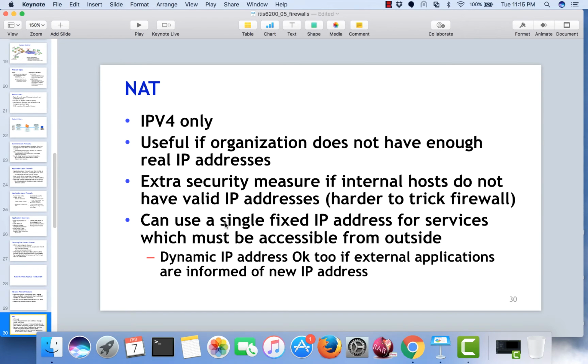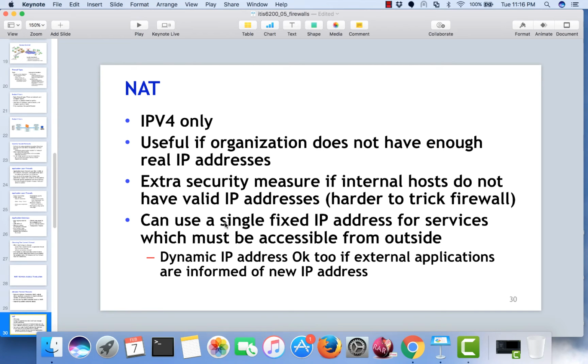So when it comes to NAT, like I just said, it's IP version 4 only. It's useful if an organization does not have enough real IP addresses. So if you don't have enough addresses for everybody to be able to go out to the internet, say you have 1,000 employees, but you can only afford 3 external IP addresses. I know that's a little overkill, but you'll have your internal network, everybody will have an IP address on the inside, and then all that information will be translated to the outside, and everybody will be reaching out on 3 external IP addresses. It's an extra security measure if internal hosts do not have valid IP addresses, since it's harder to trick the firewall.